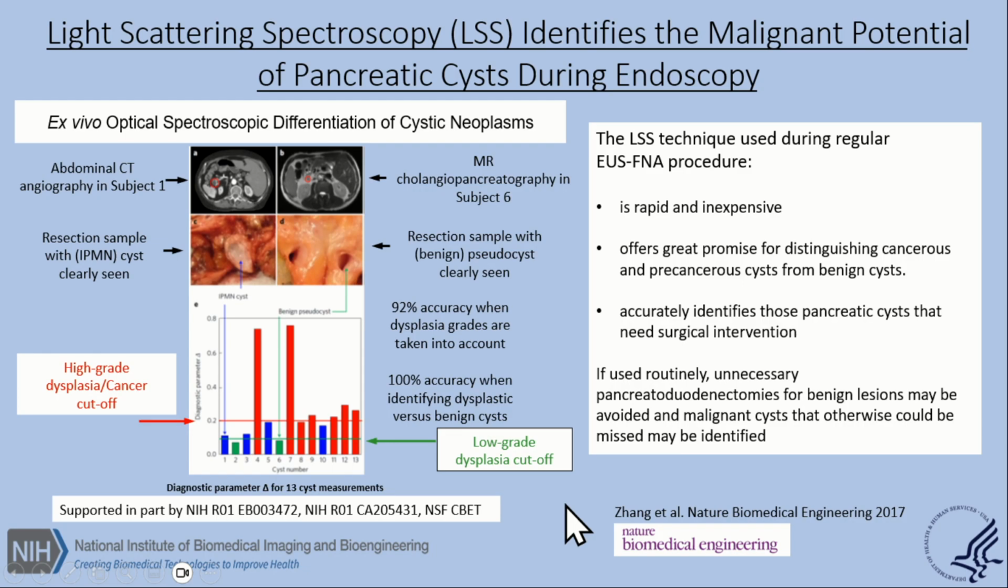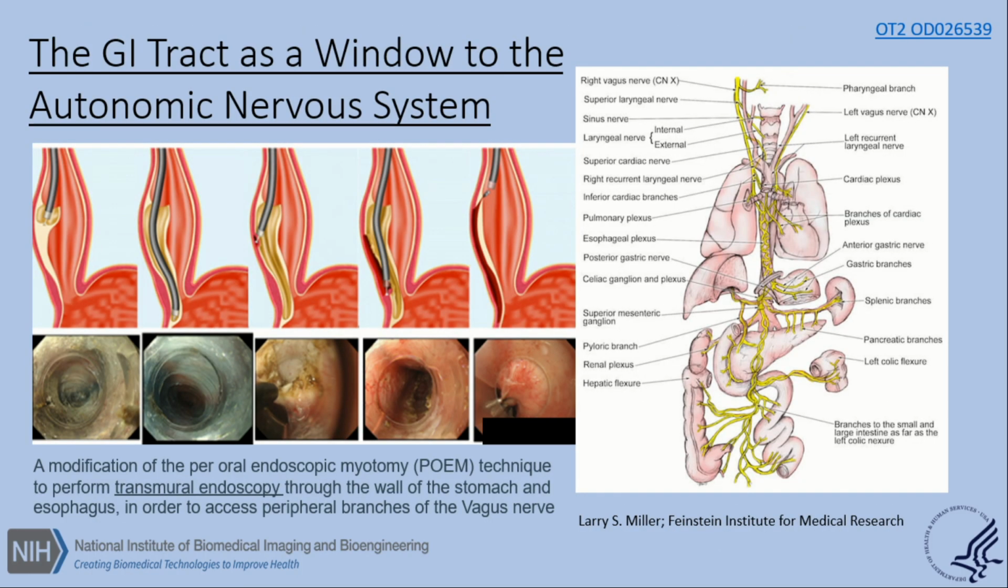The thing is that it's rapid, it gets done, it's inexpensive, it avoids a lot of pancreatic duodenectomies, and because of its potential to tell whether something is truly benign as opposed to, I don't know, maybe you should do something about this, we also get involved in that.